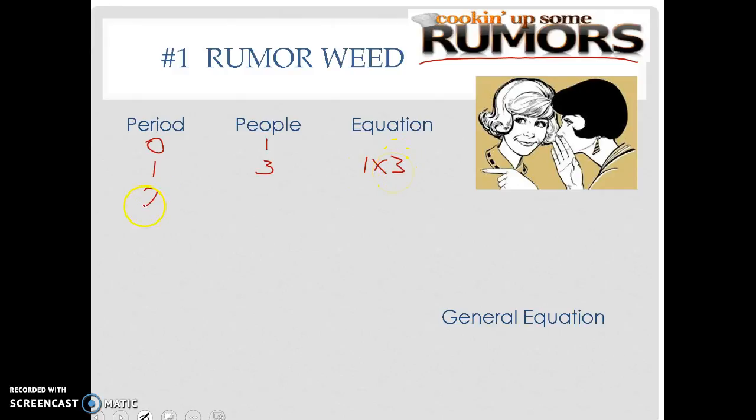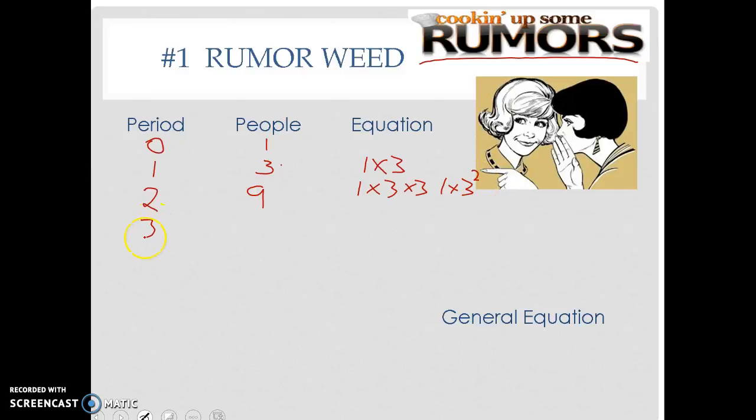After 2 periods, the number of people, again, triples. These 3 people go to their 3 separate classes, tell 3 people in their new class, and so there's 3 people in those 3 classes. That's a total of 9 people. Or we could think about it this way. We started with 1 person, and then we multiplied it times 3 to get how many people knew about the rumor after first period, and then we multiplied that times 3 again to figure out how many people knew about the rumor after second period. Another way of writing that is 1 times 3 squared.